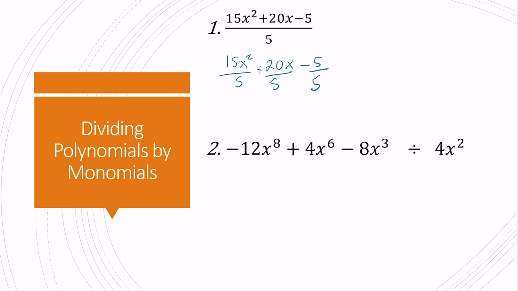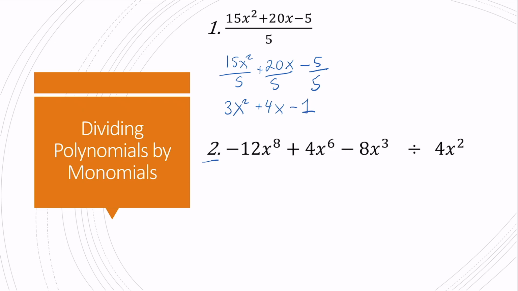15 divided by 5, that's 3. X squared is my only variable term. 20x over 5, that becomes 4x. And negative 5 over 5 becomes a negative 1. That's how I'm fully simplified.